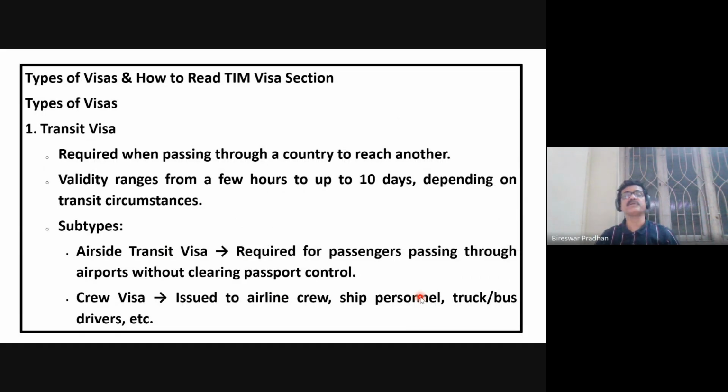Visa as a secondary travel document. In modern travel, passports serve as the primary travel document, while visas are secondary. Primary and secondary are both required. Visa types vary based on the traveler profile, from ordinary citizen to diplomat or defense personnel. Now we are coming to the types of visa and how to read them. The transit visa is required when passing through a country, in transit from one country to reach another. Validity ranges from a few hours up to 10 days, depending on the transit circumstances.